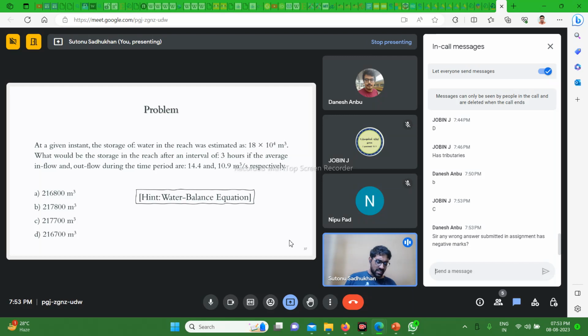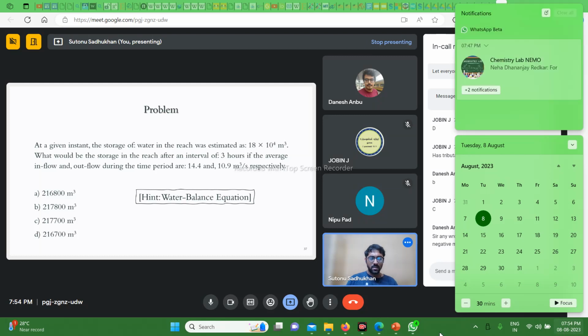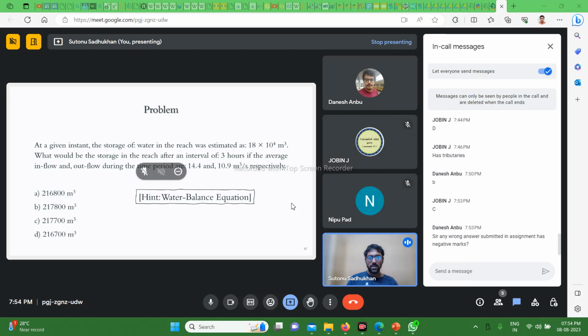I don't think there will be negative marks in the assignment. You can submit the assignment any number of times, and in the final exam maybe there are negative marks, but I don't think the assignment has them. But okay, I'll clarify this in the next session, whether negative marks are there in the assignment. Still, it is better to check. The next session is on 15, so before that, by tomorrow, you have to submit one or two assignments, right?